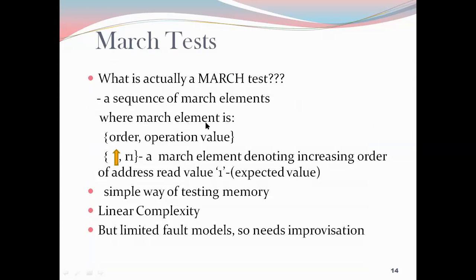where a March element is defined by the order, the operation, and what value has to be expected or written by that operation. For example, this upward thick arrow with R1 means that in the increasing order of memory addresses of the cells in the given memory module or chip which we are considering for detection, we have to perform the read operation when the expected value is 1.